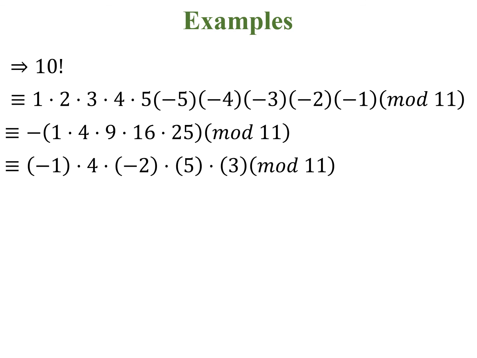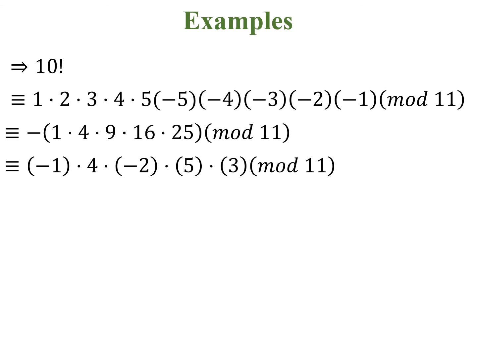16 is congruent to 5 because 16 minus 5 is 11, which is divisible by 11. So you can minimize this 16 in evaluation as 5 congruent modulo 11. 16 is congruent to 5 modulo 11. Again, 25 minus 3 is 22. 22 is a multiple of 11, or 22 is divisible by 11. So instead of 25 you can write here congruent to 3 modulo 11.